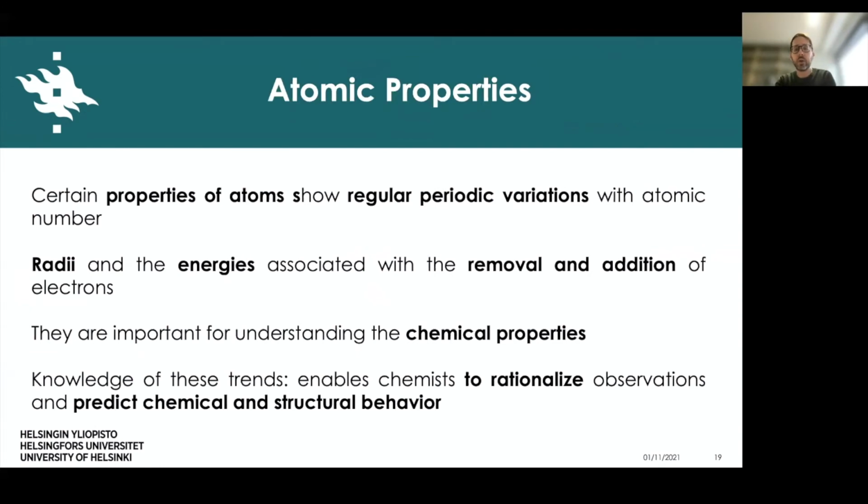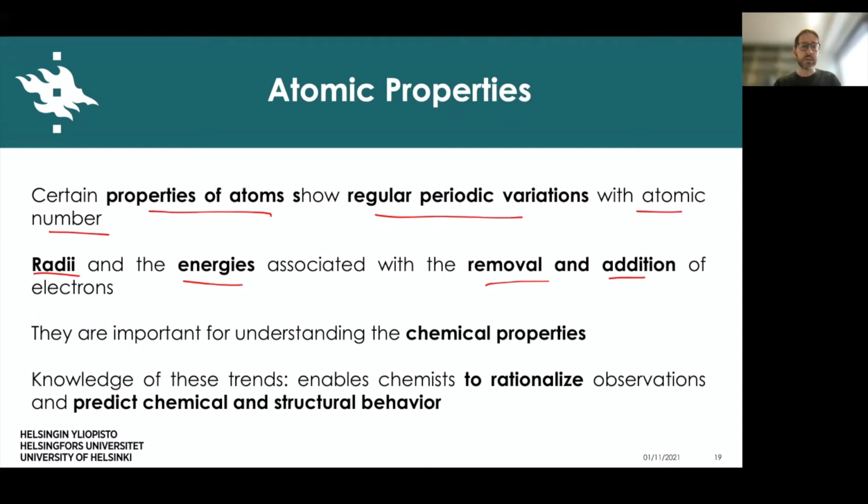All right. So let's talk about now the different atomic properties. This is important because many of the properties of the atoms display regular variations, periodic variations, relative to the atomic number. And that's why the periodic table is so useful, because of these regular variations with atomic number. This includes, for example, the radii or the size of the atoms and the energies associated with the removal or the addition of electrons to these atoms.